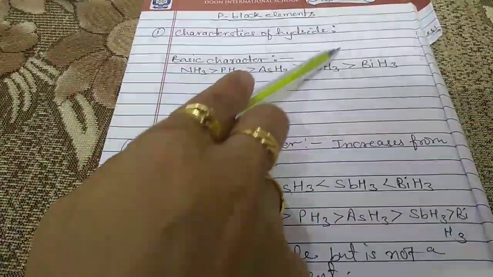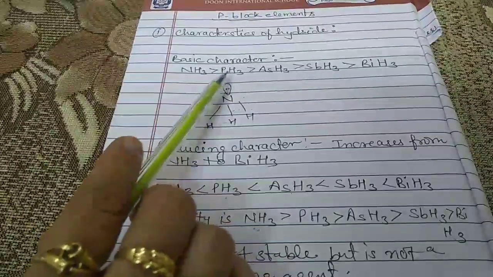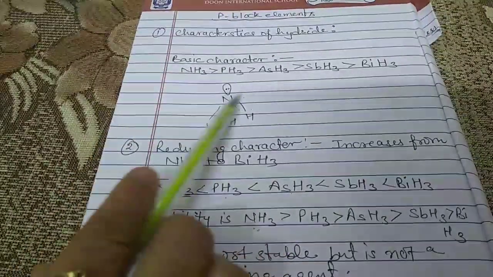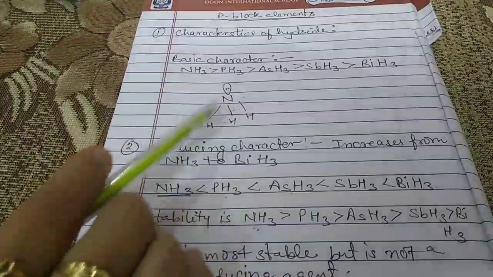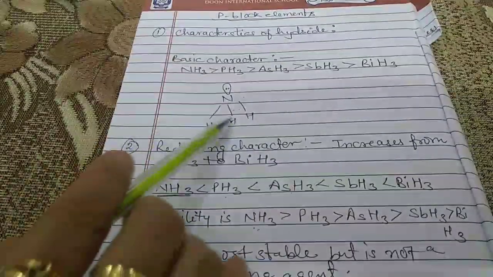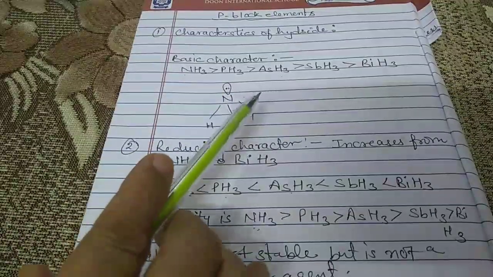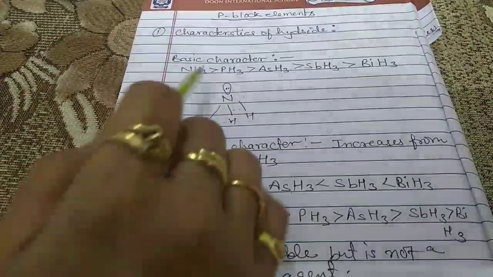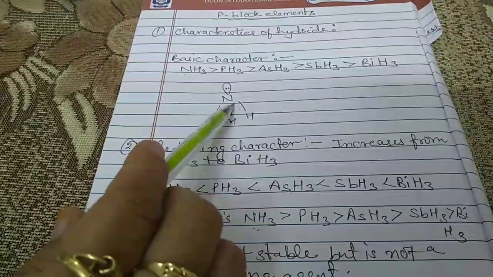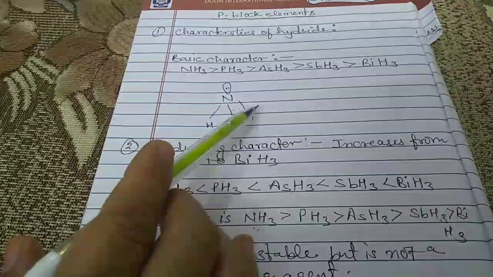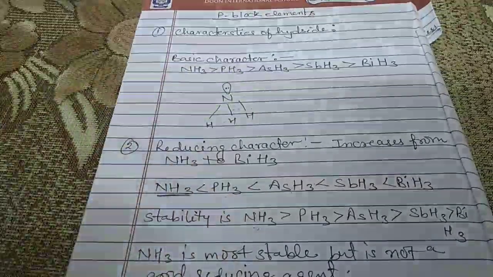Now we are talking about the characteristics of the hydrides. The first is the basic character, also called the basic strength. All the hydrides have one lone pair of electrons on their central atom. We have already discussed that all the hydrides have a lone pair of electrons on the central atom, therefore they act as a Lewis base. Now the question is why NH3 acts as a Lewis base? Because it has a lone pair of electrons on the central atom. So it can donate an electron pair to an electron deficient species, which is known as a Lewis acid.